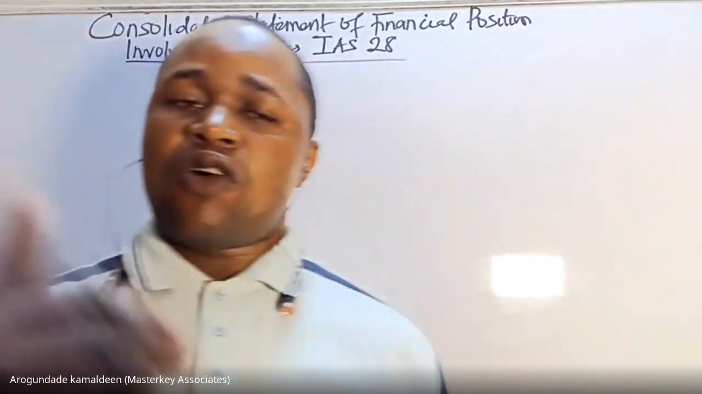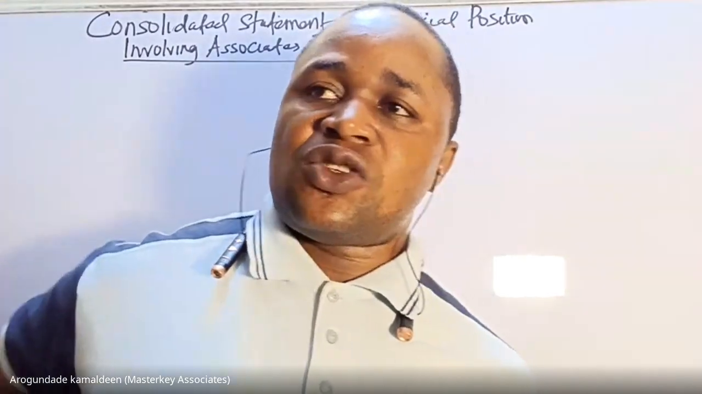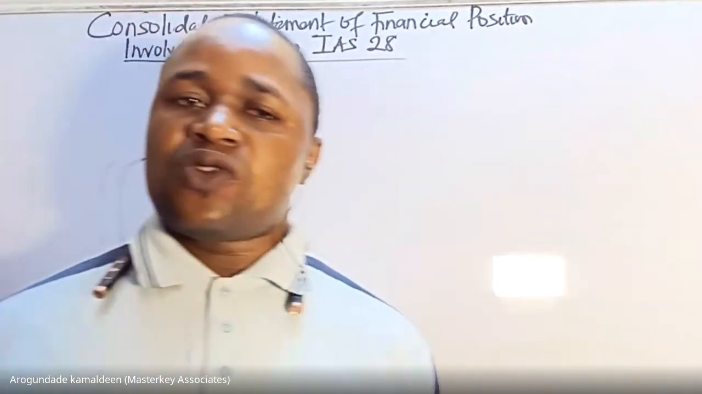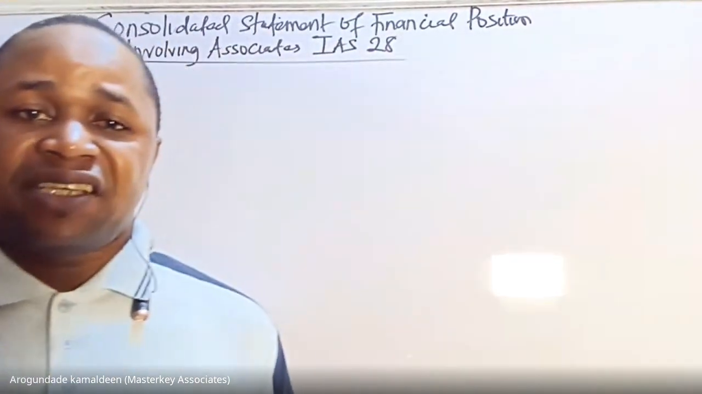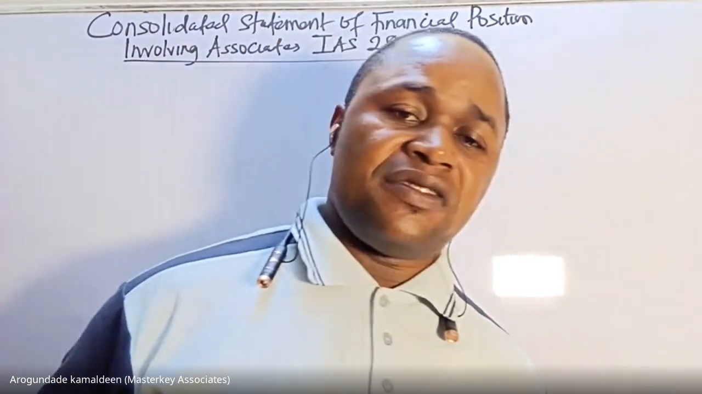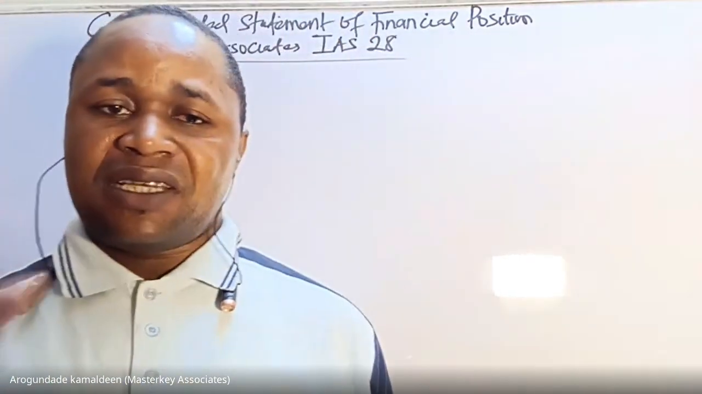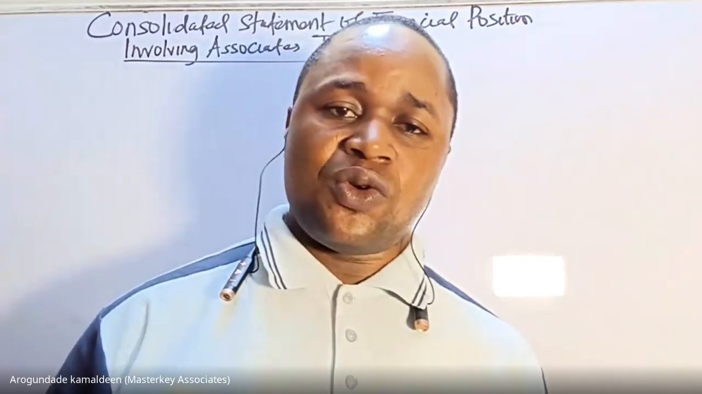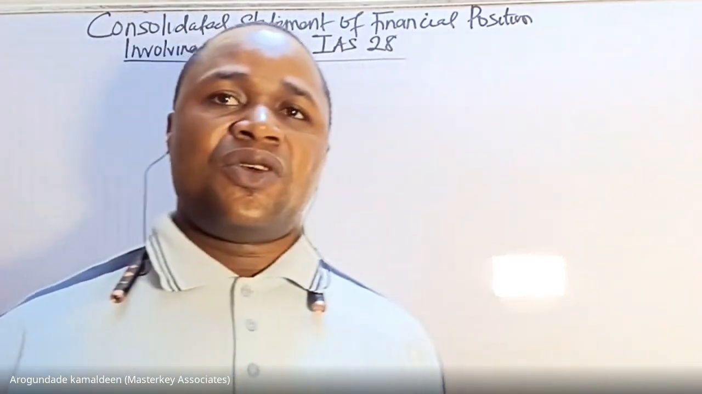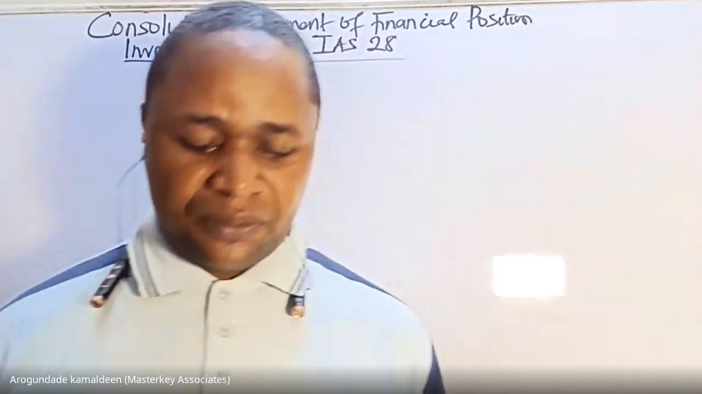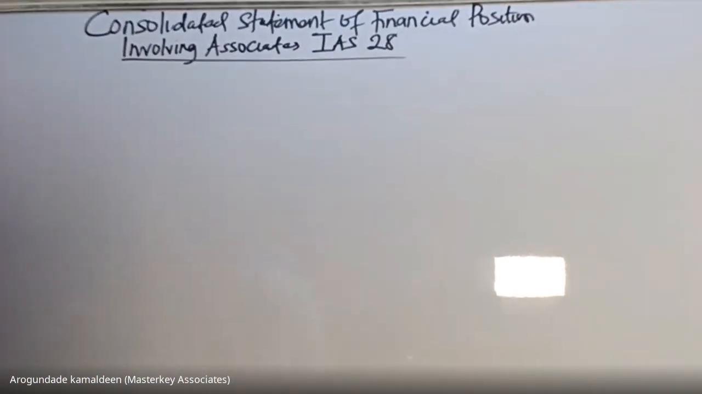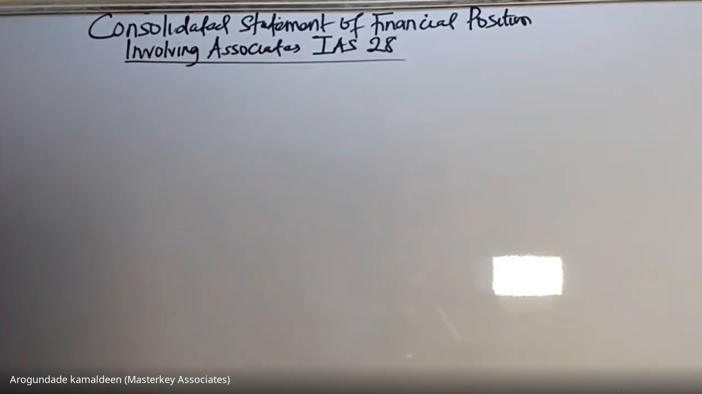Our focus today in this class is to prepare a consolidated statement of financial position that will involve the parent company, the subsidiary, and associate. After this, we are going to the P or L. IAS 28 is titled Investment in Associate and Joint Venture. Is that clear? What is the objective of this standard?